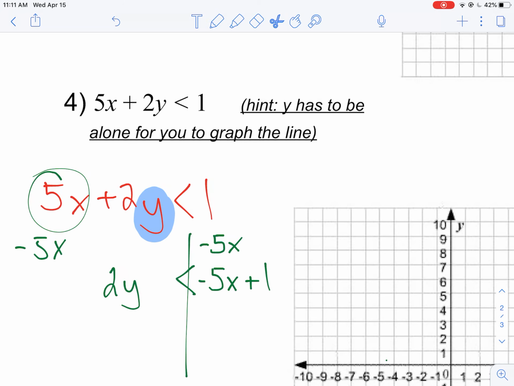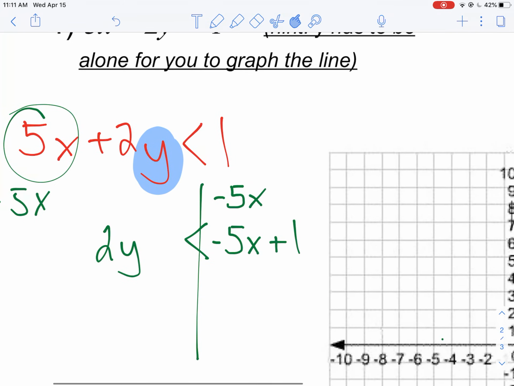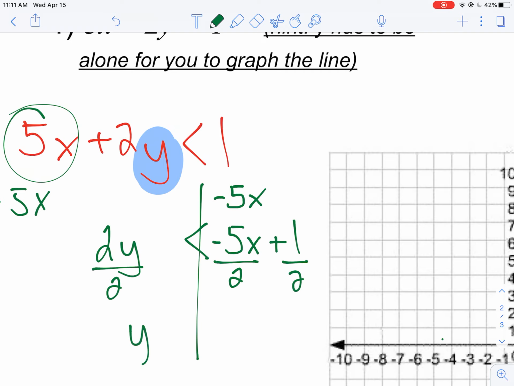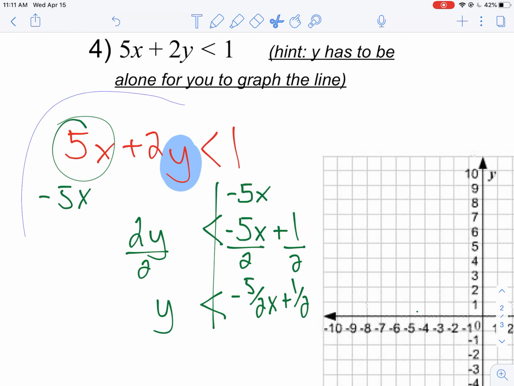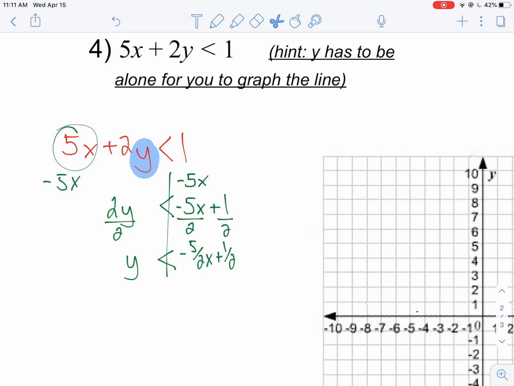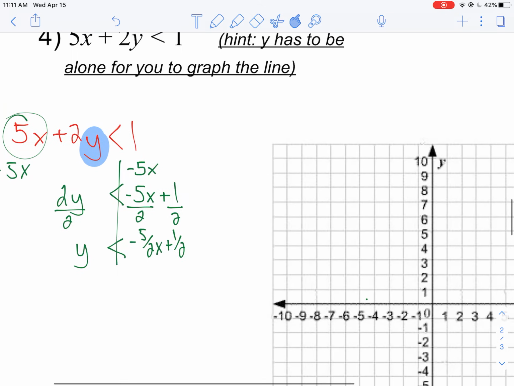All right, now my next step here, I want to get that y alone. What's happening to y? If there's a 2 next to it, that means 2 is your coefficient. It's being multiplied. Let's undo that multiplication using some division. Divide by 2. Now notice on the other side, I'm dividing everything by 2. Not just the negative 5x, but also the 1. What happens then? I get y is less than negative 5 over 2x plus 1 half. We don't have whole numbers here for our y-intercept, but that's okay. We can still work with that. That happens sometimes.